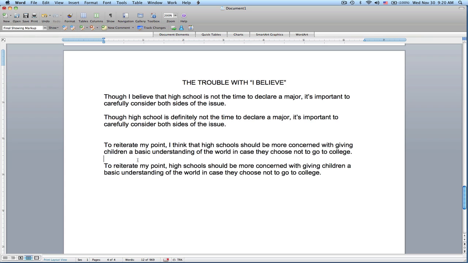This is another example. To reiterate my point, I think that high schools should be more concerned with giving children a basic understanding of the world in case they choose not to go to college. Okay, to reiterate my point is perfectly fine, in my opinion, to use in your essay. But if you remove the I think, your point is actually stronger. To reiterate my point, high schools should be more concerned with giving children, blah, blah, blah.